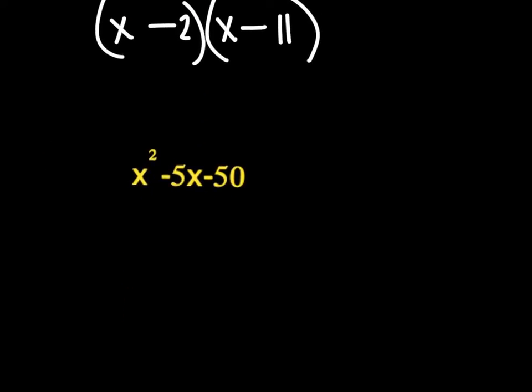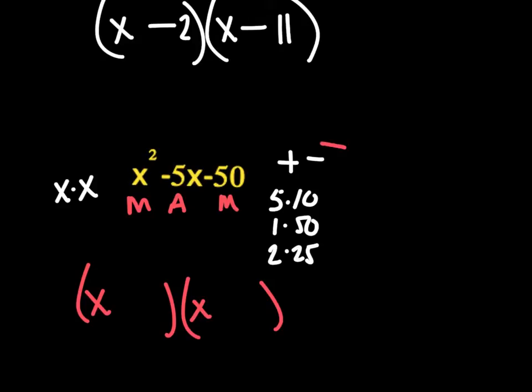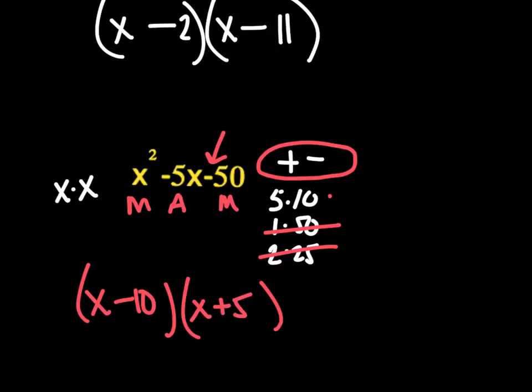All right, last one to try on your own there. Good luck. All right, so I said, I know my signs have to be different, so keep that in mind because I'm multiplying to a negative number. And I need to get a 5, so that's out. That's out. That will get me a 5, and I want a negative 5. So the bigger number would have to be negative, x minus 10 and x plus 5.